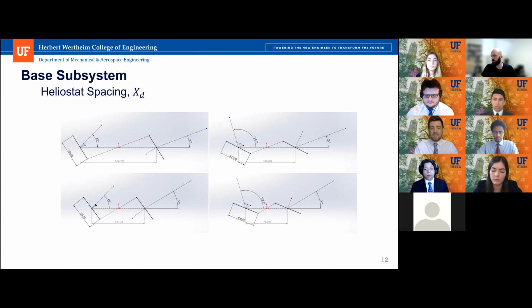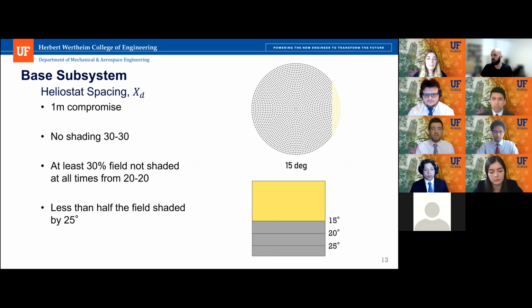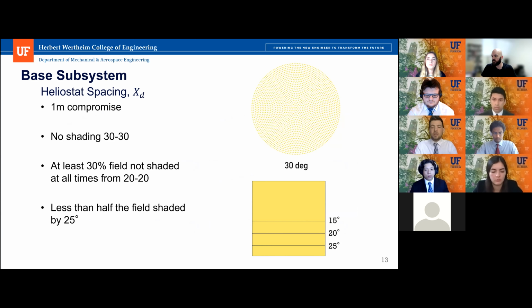It really increases the cost to space them out that much, and we didn't really want to go that way. But at 30 degrees, you can achieve no shading at under a meter. So essentially we went with the 1 meter compromise, which you may be thinking, well, look at the plot, that reduces our hours.